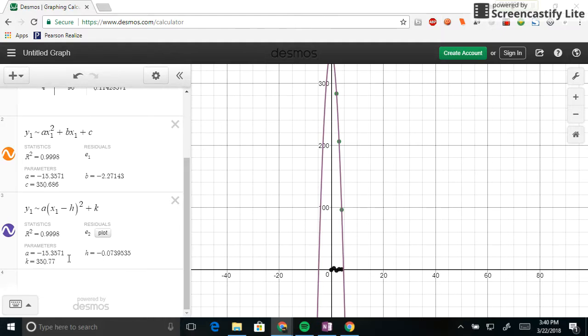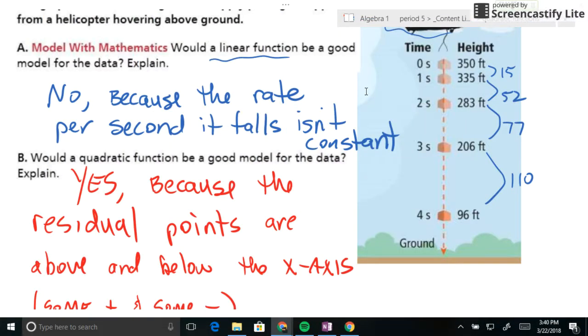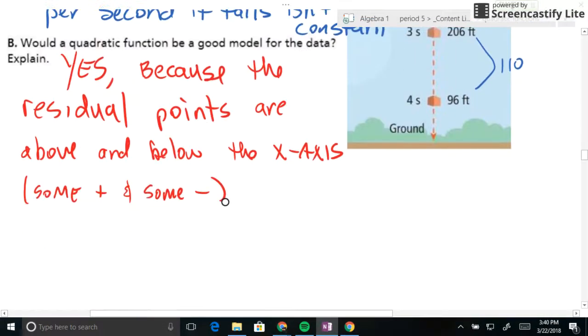But now you have the A value, which is actually the same, an H value and a K value. So the vertex is near 0 and 350. So the vertex is near that point. So very close. Let's take a look at the next question here.